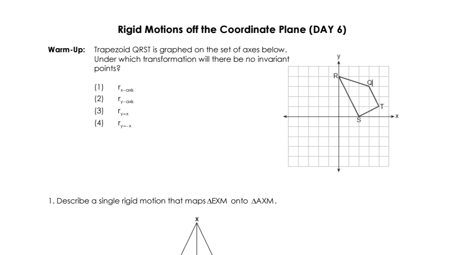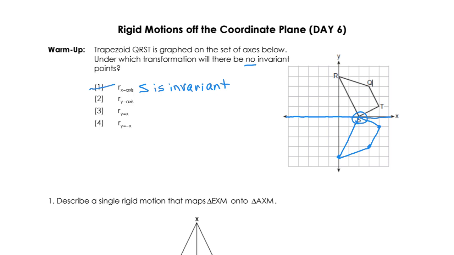So if we were to reflect over the x-axis, our trapezoid would look like that. And right here, notice S didn't move, and so S would be invariant. But they're looking for no invariant points, and so choice 1 is not going to be our choice.